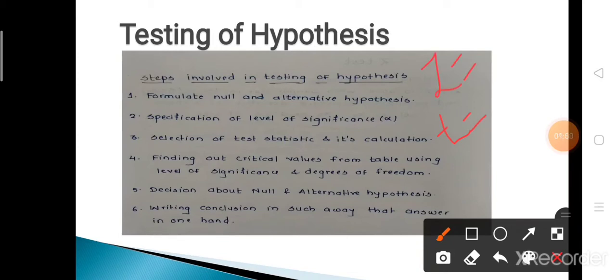Now the next step is finding out the critical values from the statistical table, using the level of significance and degrees of freedom. Degrees of freedom is nothing but the number of independent observations, and the level of significance is nothing but the probability of type 1 error, and it is denoted by alpha. Now the fifth step is the decision about the null and alternative hypothesis, that means reject H0 or accept H1. And the last is writing the conclusion in such a way that it answers the question in one line.